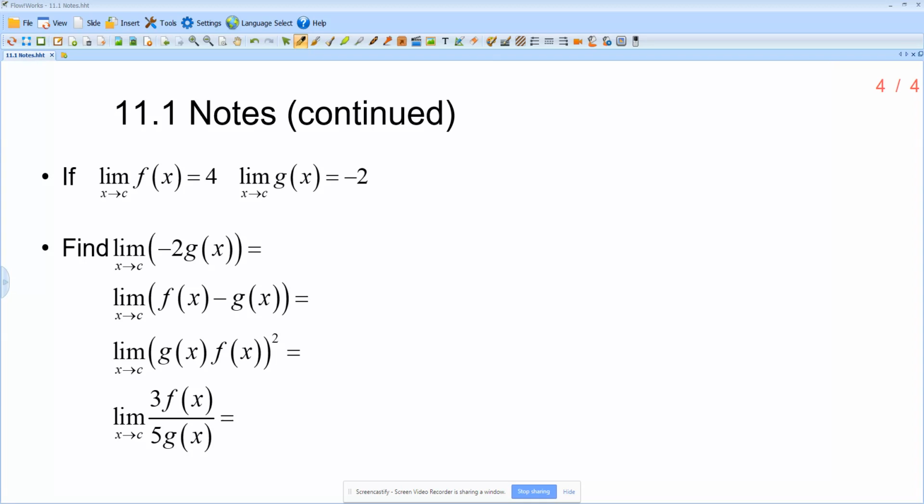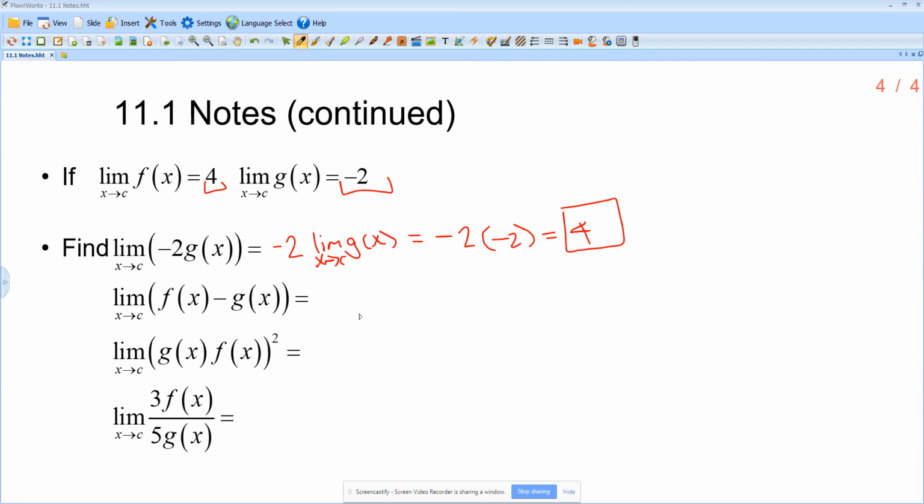All right, and then a little bit more. If the limit as x goes to c of f of x is equal to 4, so I'm telling you the limit as I go to some value c of the f function is 4, and the limit as x goes to c of the g function is negative 2. So the limit as x goes to c of negative 2 times g of x. Again, that negative 2 sort of comes out, and it's negative 2 times the limit as x goes to c of g of x, which we know is negative 2. So I have negative 2 times negative 2, which is 4.